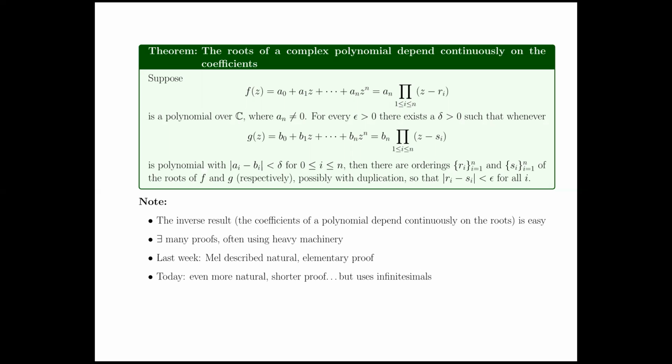And a couple of comments. There's an inverse result, that is that the coefficients of a polynomial depend continuously on the roots. And that's pretty easy. So Viète showed, it's been known as far back as the 1600s, that the coefficients are elementary symmetric functions of the roots, and those are continuous, and so it's relatively trivial.